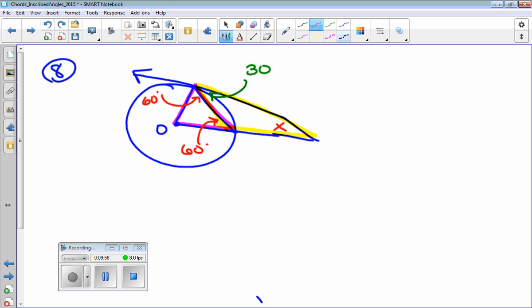It's an isosceles triangle because these are both radiuses. Do you agree? Then if that's 60, then doesn't this angle also have to be 60? Doesn't really matter about that one. But if that's 60, what's its minus 180? What's this guy over here? 120. So if this is 120, how do I find the x?